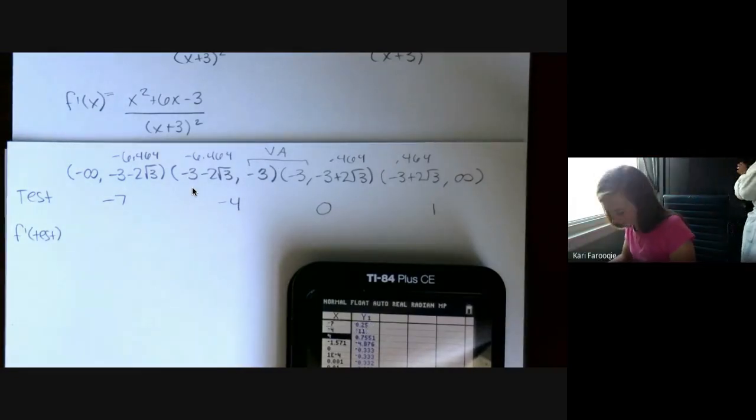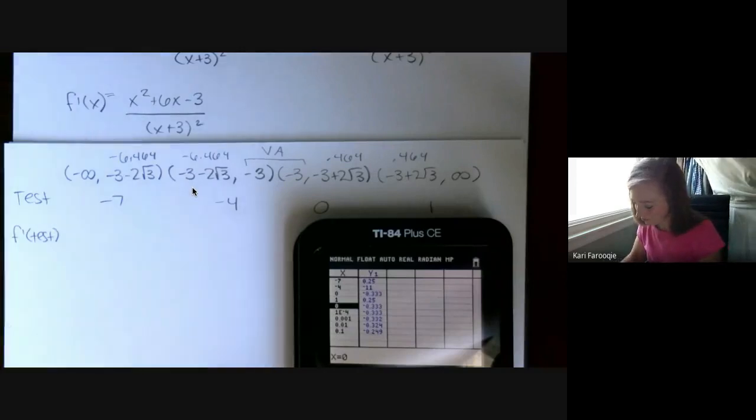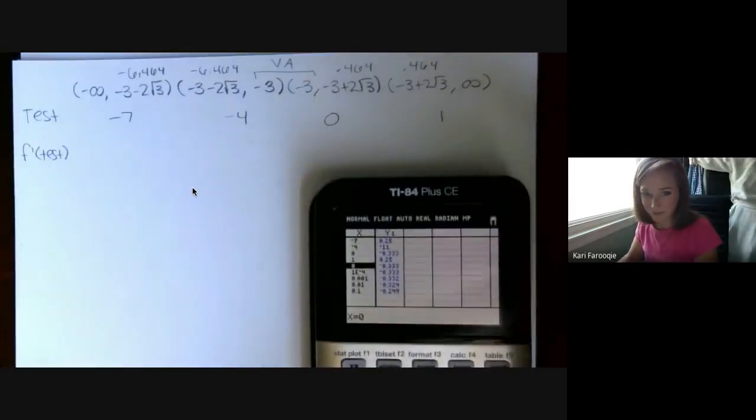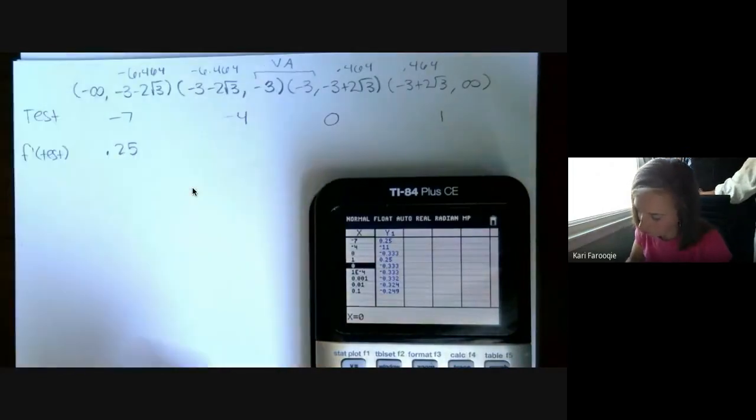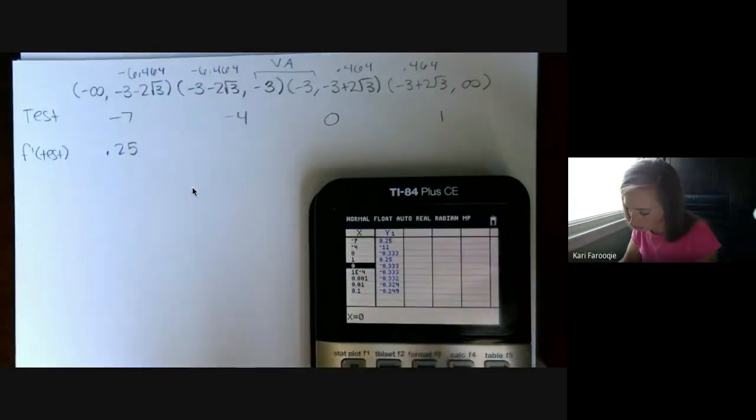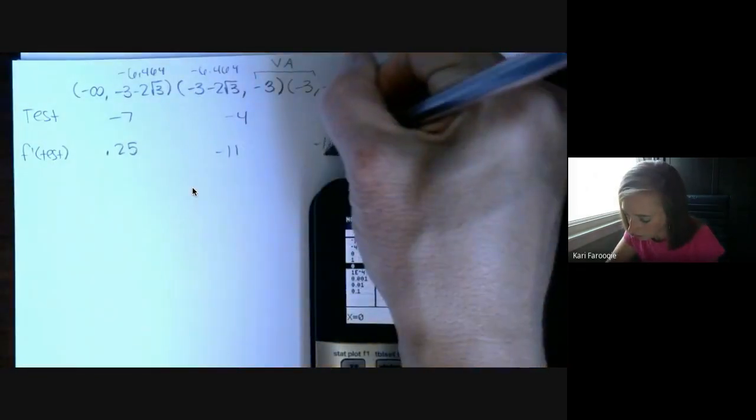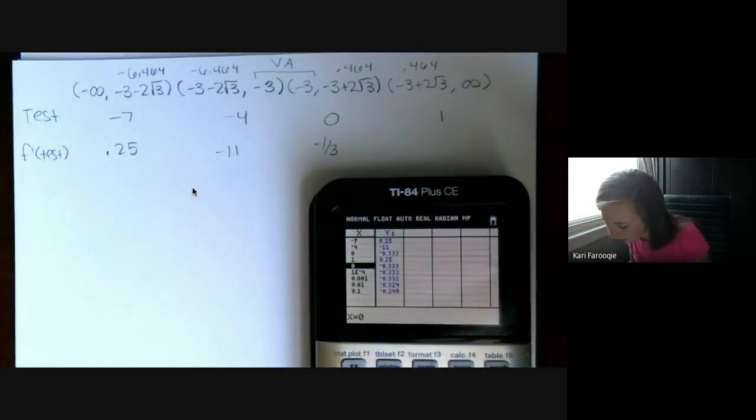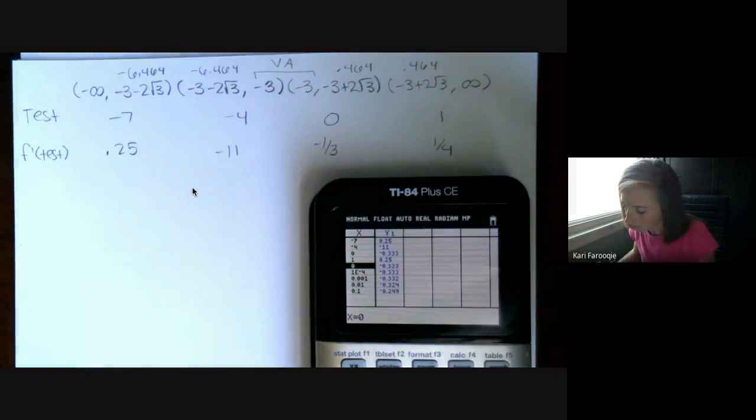-4. 0. And 1. And I'm going to put these values down in my table. At -7, my value is 0.25, so it's positive. At -4, I'm looking at -11. At 0, we have -1/3. And at 1, it is 0.25 or a quarter.